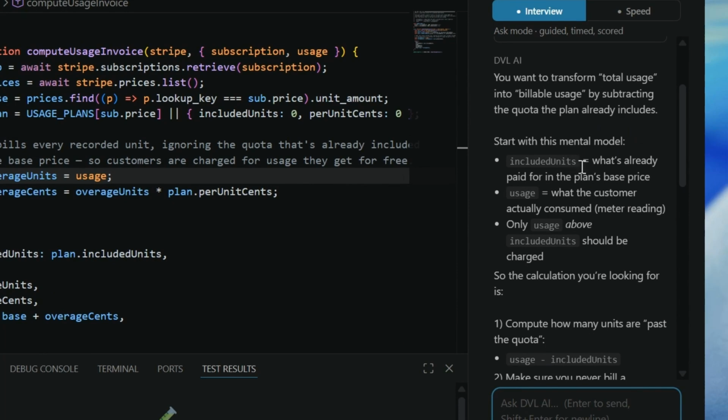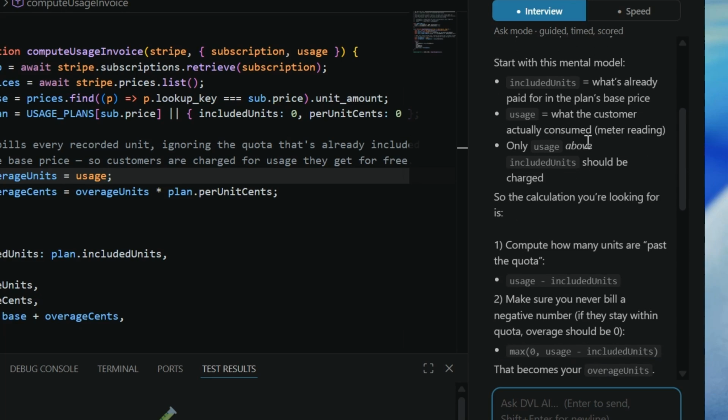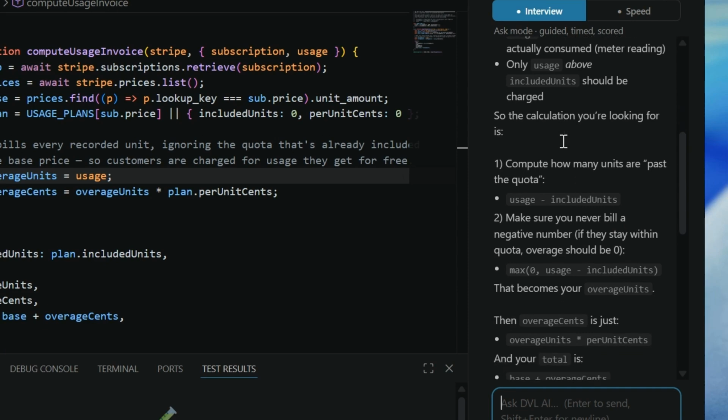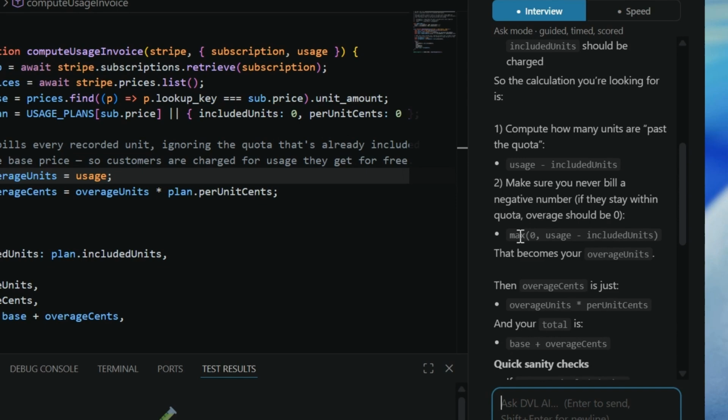First, you look up two things for the plan. The included units, meaning how much usage is covered for free under the base price, and the per unit rate, which is what you charge for anything above that quota. Next, you figure out the overage units, that's the total usage minus the included units. But you make sure it never goes below zero. That zero floor matters, because if someone's usage is actually below their quota, you don't want to end up charging a negative overage, you just want it to be zero.